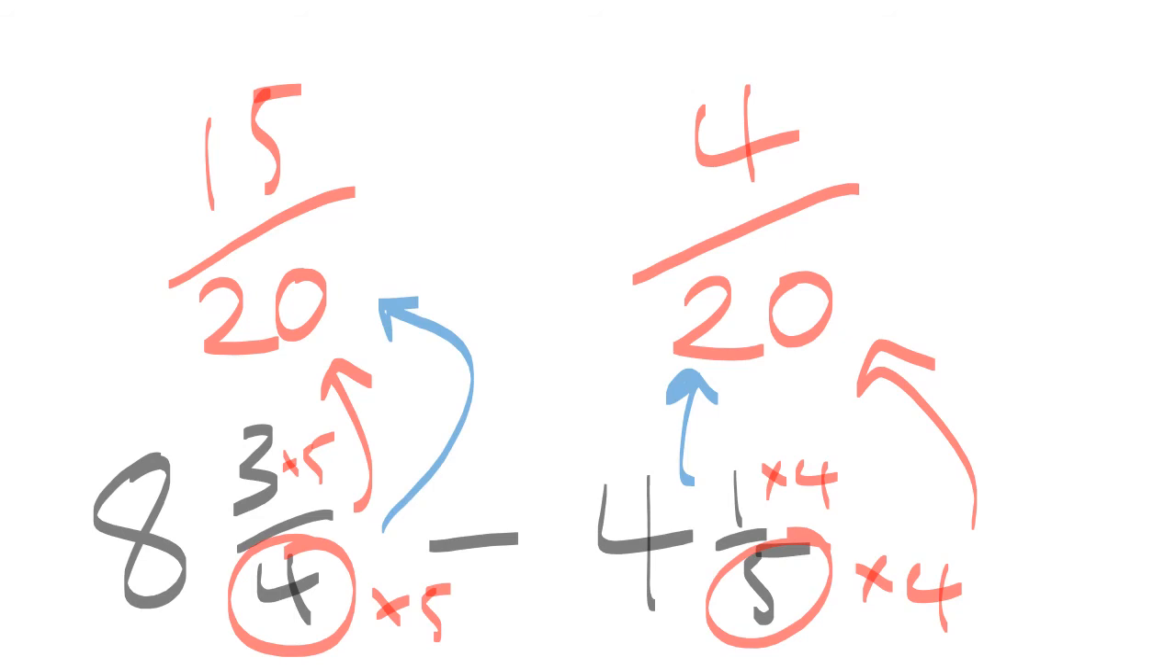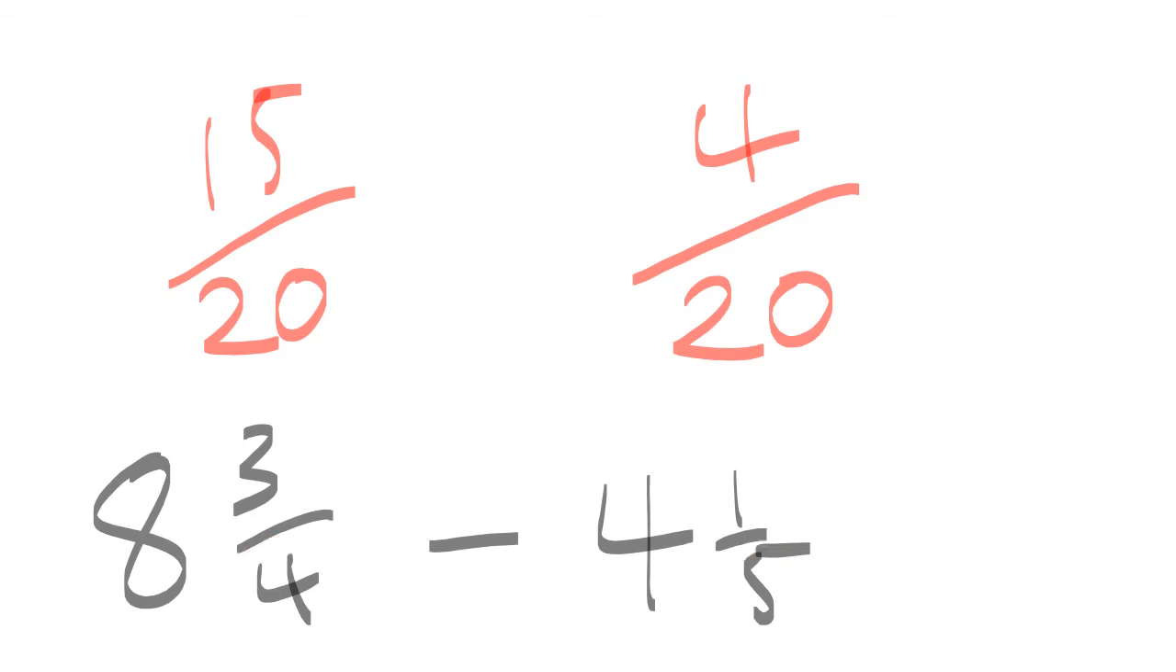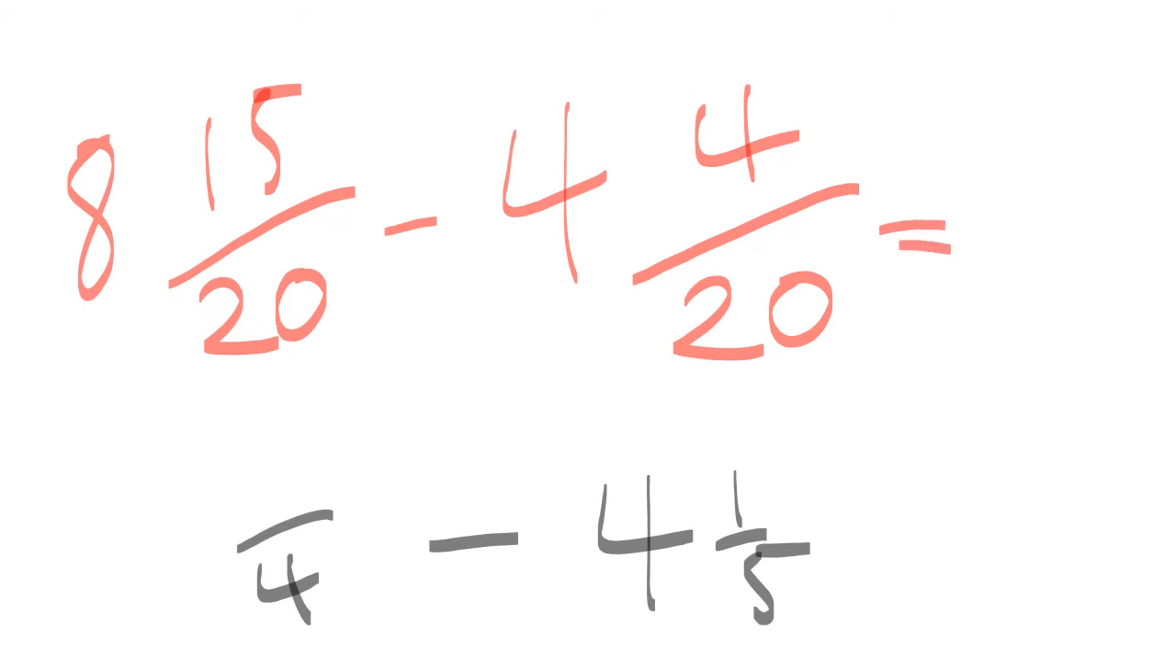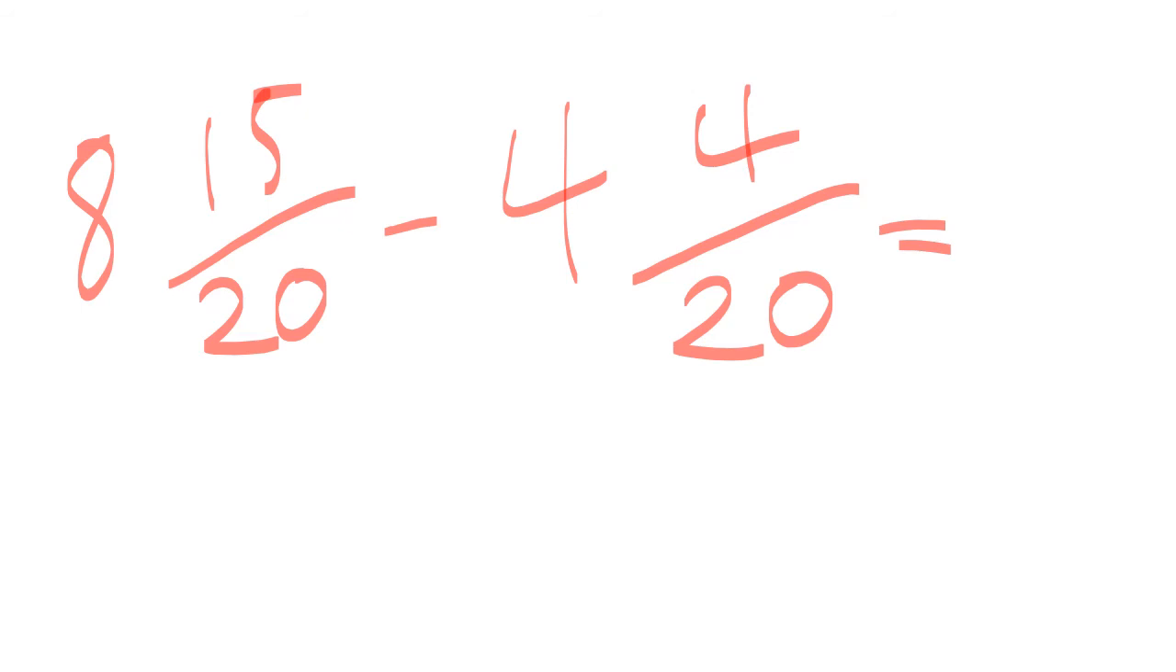So now let's just add the whole numbers. So it's 8 15/20 take away 4 4/20. So we've rewritten the sum again. So this down here is now redundant. We can lose that. This happens in maths. You just need to rewrite the sum and rewrite the sum so it gets simpler and simpler. And then you can eventually solve it.